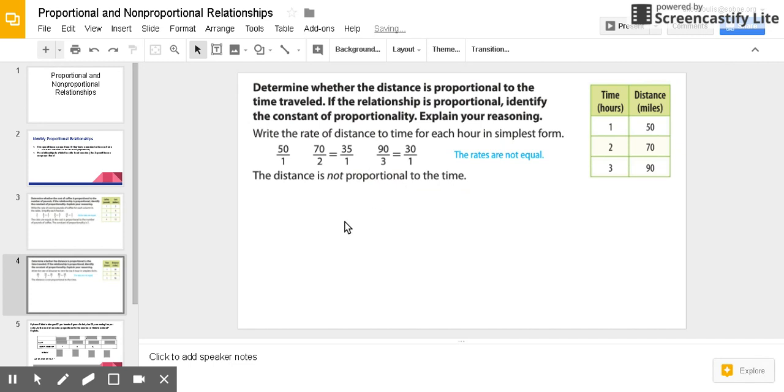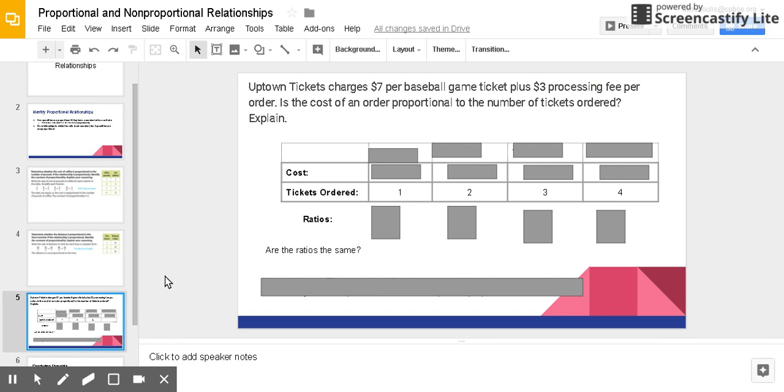Let's look at another example. Uptown tickets cost $7 per baseball game plus a $3 processing fee per order. Is the cost of an order proportional to the number of tickets ordered? If we were to buy one ticket, it'll cost $7 for the one game ticket plus a $3 processing fee. 7 plus 3 gets you $10. So the cost is $10 for one ticket.